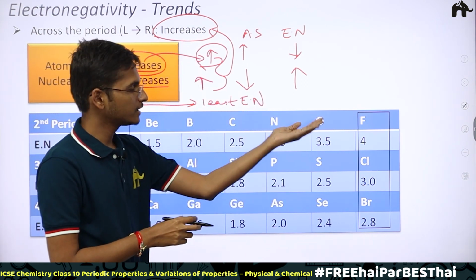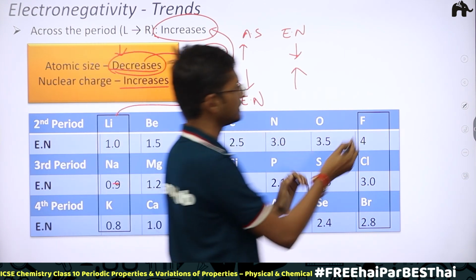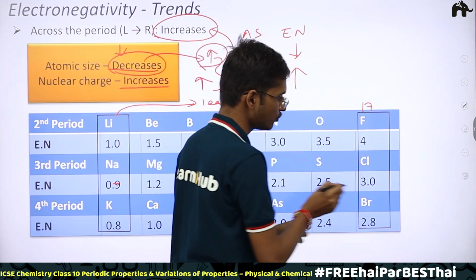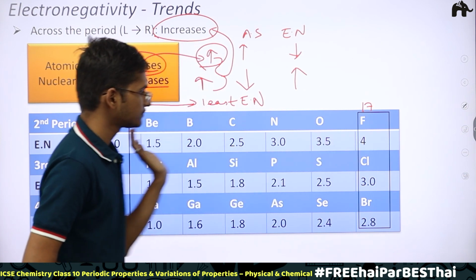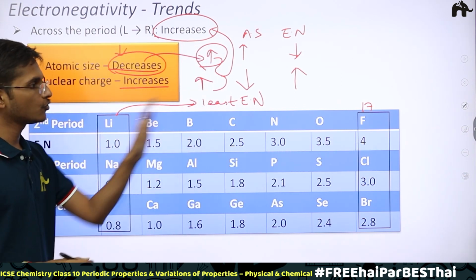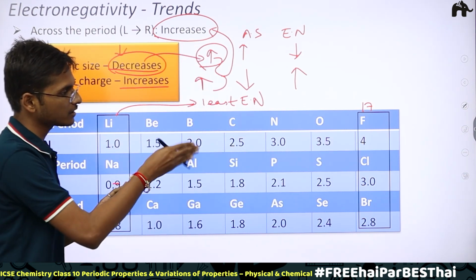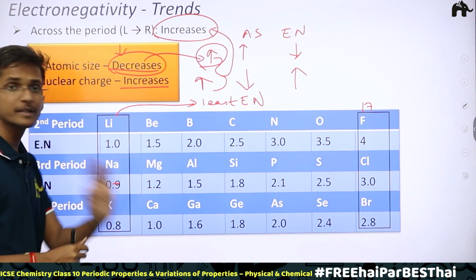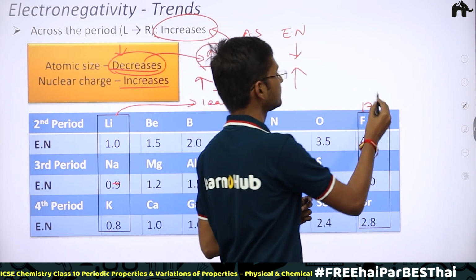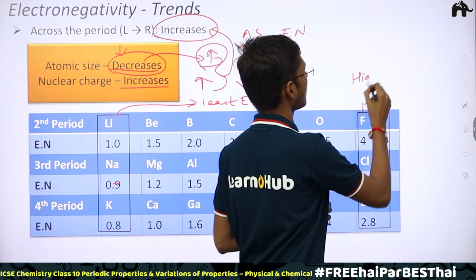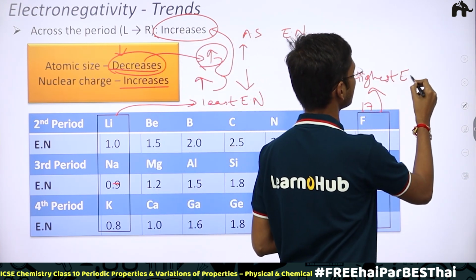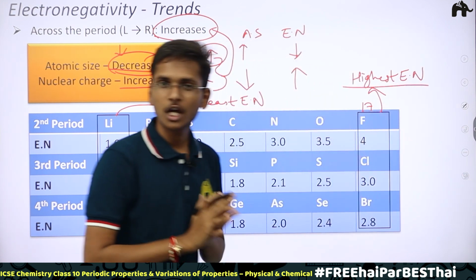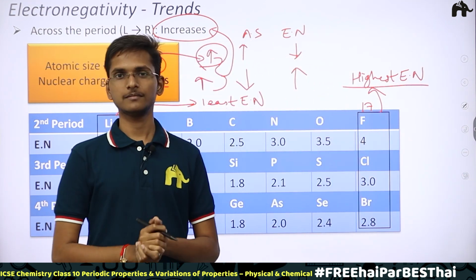And similarly you can clearly see the group 17 elements, fluorine, chlorine, bromine. As you can observe, 4 in this entire period is the highest value, which is possessed by fluorine. Similarly in chlorine and bromine's case, 3 and 2.8 are the highest values in their respective periods. So these group 17 elements have the highest electronegativity values in the periodic table.